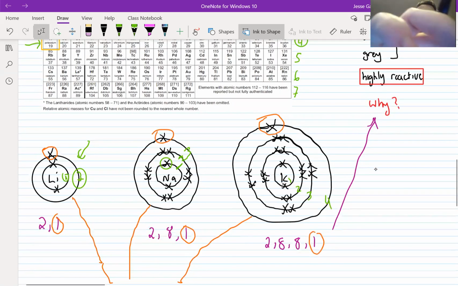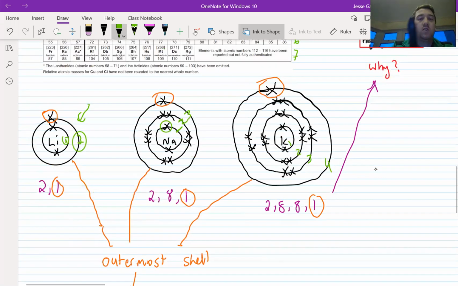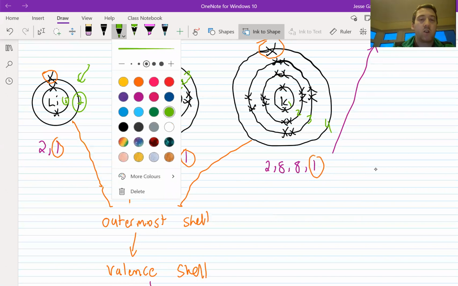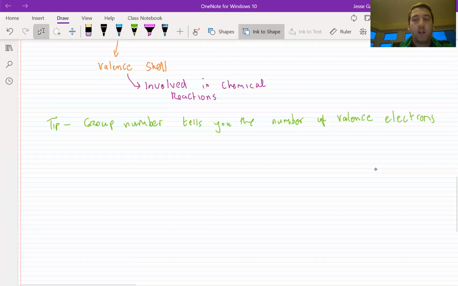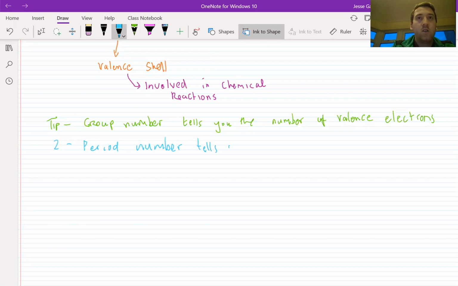So that's tip number 2. Just going to change the color. We have tip 1, the group number tells you the number of valence electrons. Tip 2, the period number tells you how many shells or energy levels of electrons you have.